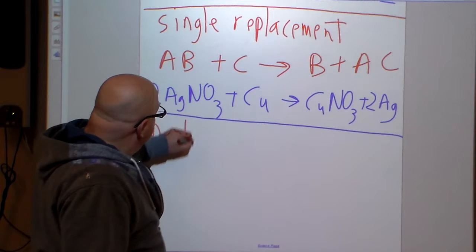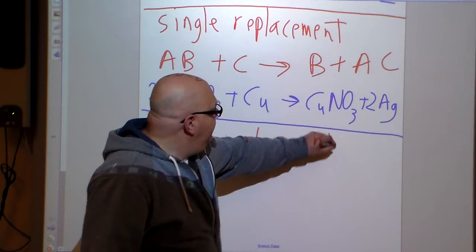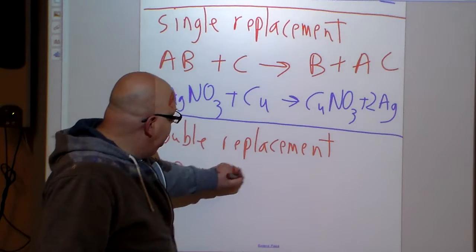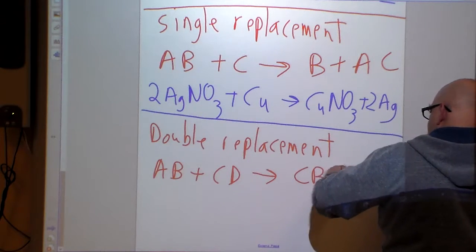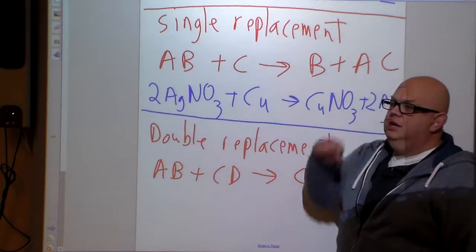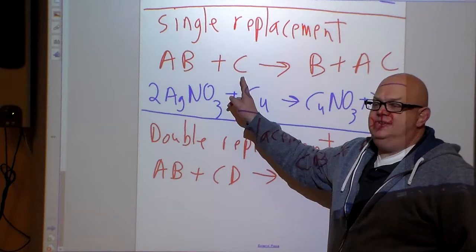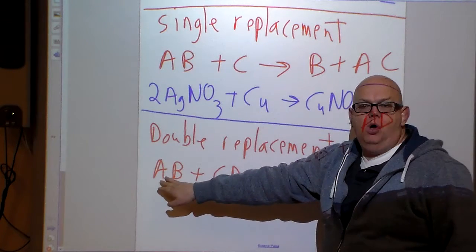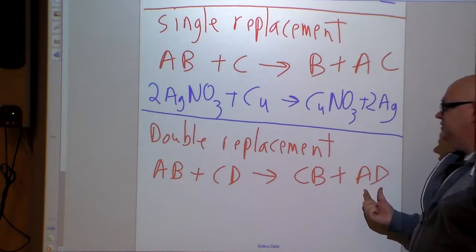All right. So double replacement. In double replacement, you have AB plus CD, okay? And we end up getting CB plus AD. And say, wait, how is that different from the single replacement? In the single replacement, you have one item by itself. Here you have two items together as an item. These two are an item. These two are an item. These two are an item, these two are an item.